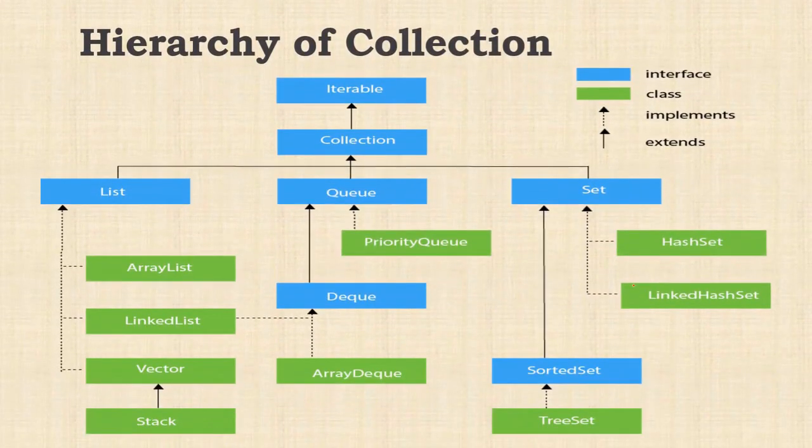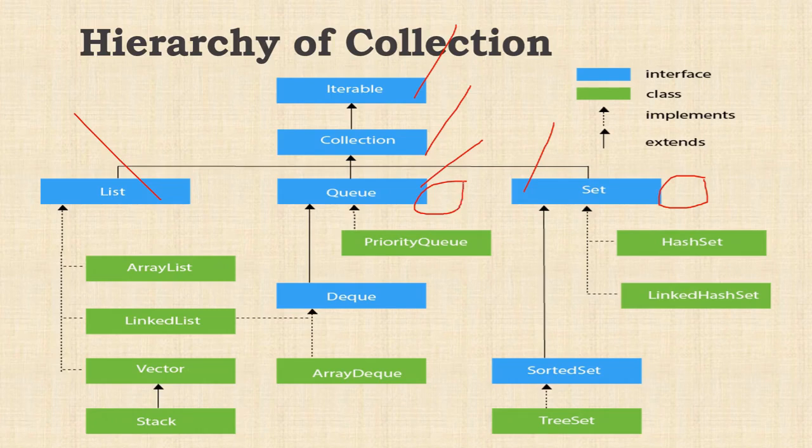Now we are going to see the hierarchy of collection. Iterable is the root interface, and the Collection interface implements the Iterable interface. These three are the most important parts of the collections framework: List, Queue, and Set. We use Set to store unique data. Queue we use to store in FIFO order. In List we can store duplicates. So we are going to concentrate on the List interface today. ArrayList is an implementation of List.